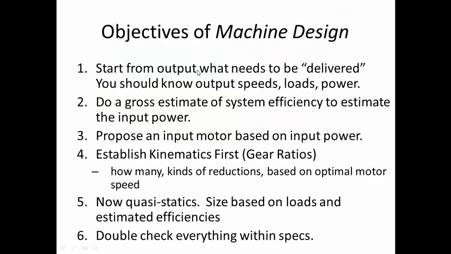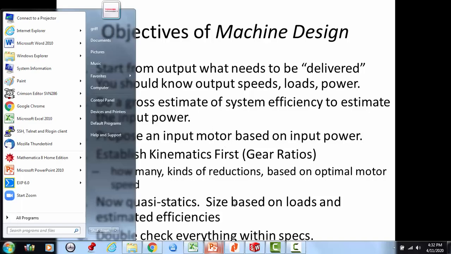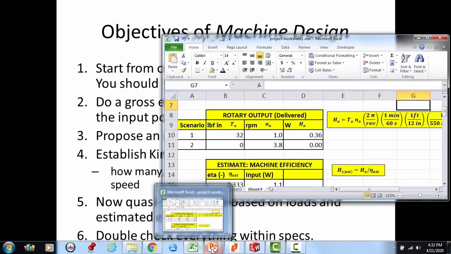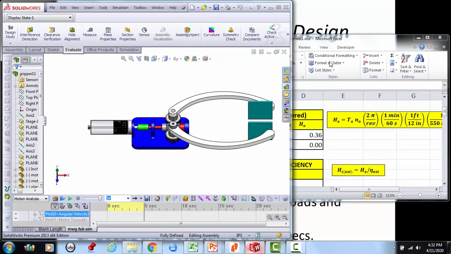Basically, we start from the output. We want to know what needs to be delivered, and by that I mean you want to know the output speeds, the loads, and the power. So in my simulation of that system, you can see that it starts from an open position, and then it comes and grabs a simulated item.